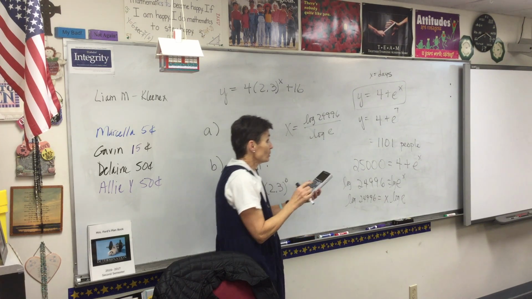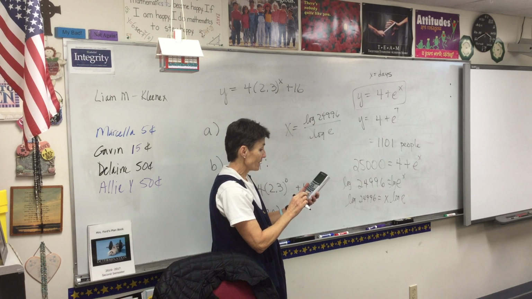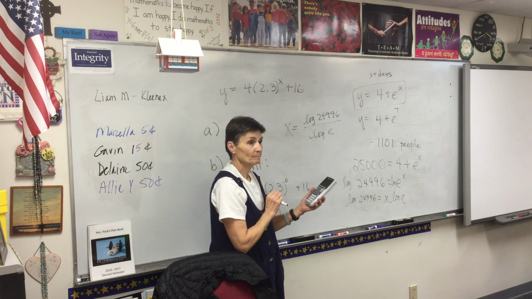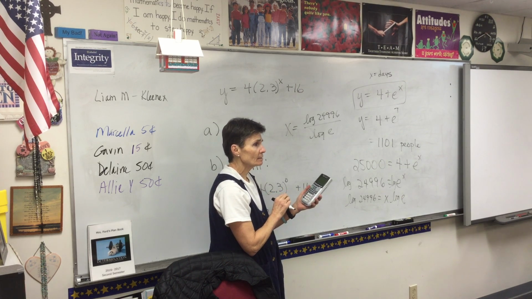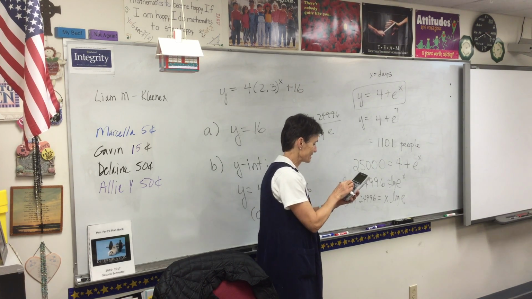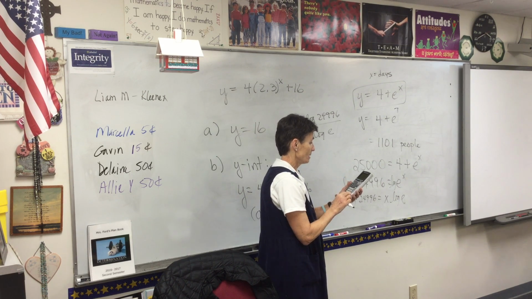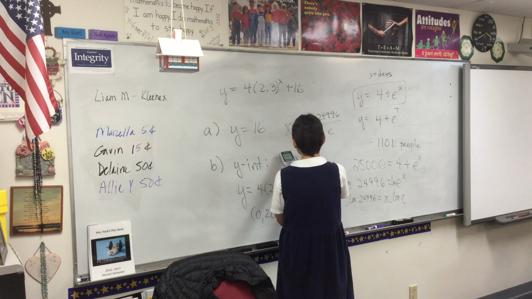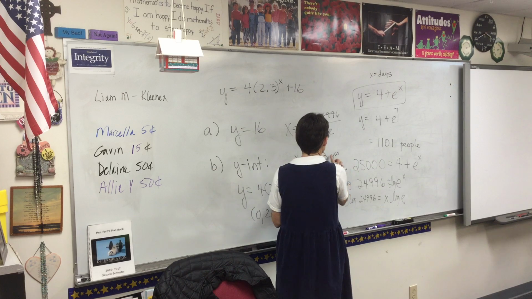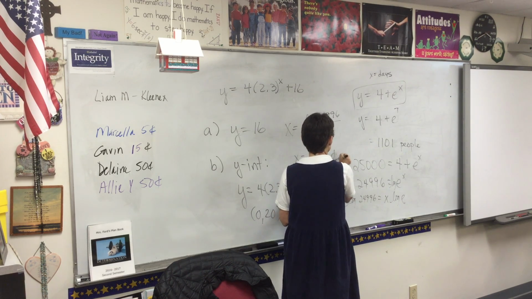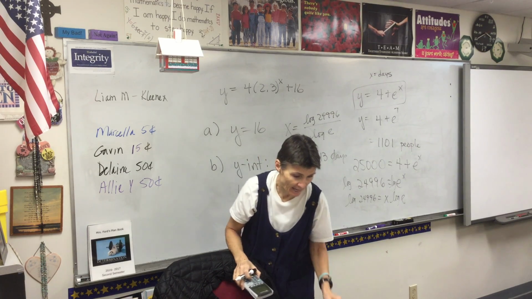So for those of you that are still with me, I'm going to go ahead and type that in. Log 24996, close parentheses, divided by log, how do I get e again? Second ln 1. And the answer is 10.13, is it years? Days. 10.13. Wow, that disease is spreading fast.